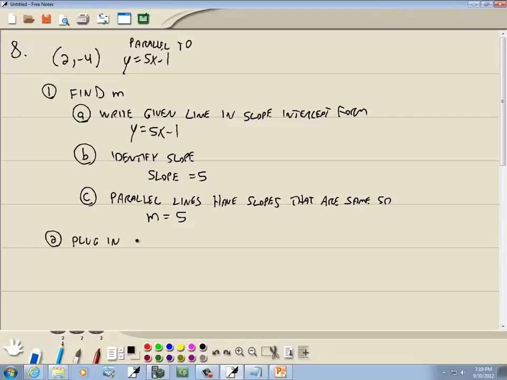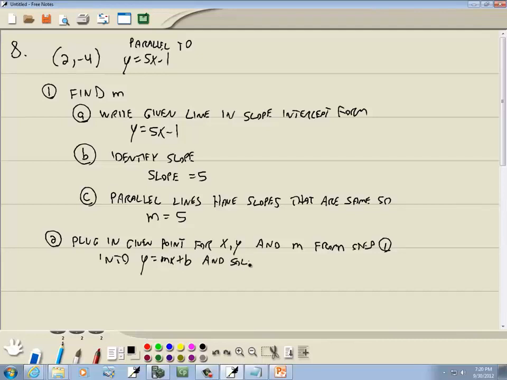Step 2, plug in the given point for x and y, and m from step 1 into y equals mx plus b, and solve for b.